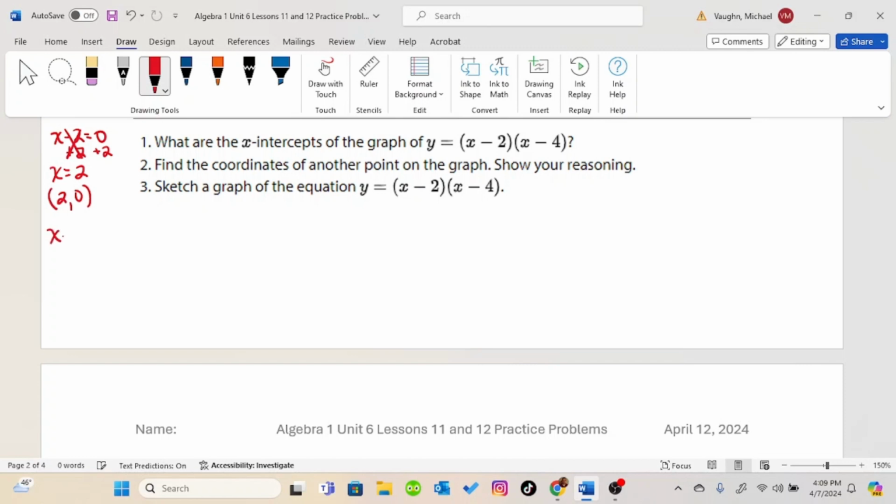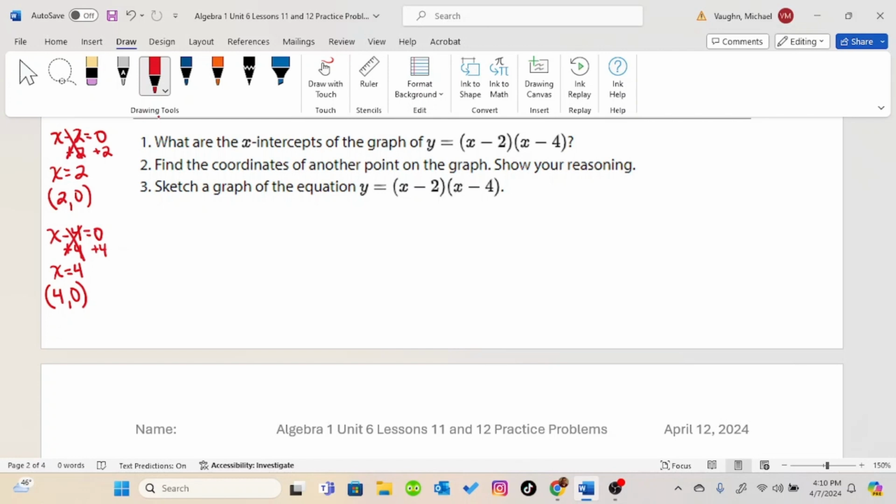Then I can set x minus 4 equal to 0. Add 4 to both sides to eliminate it from the left, and x equals 4. So I know that my other intercept is at (4, 0).